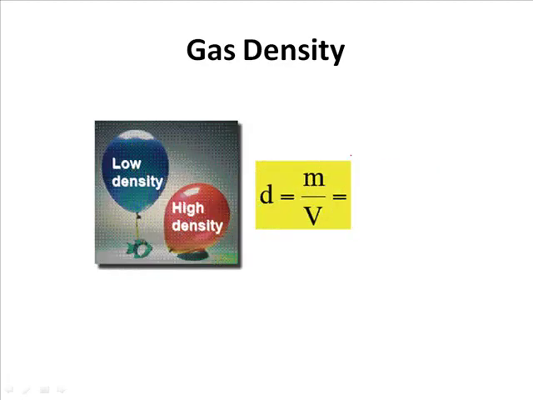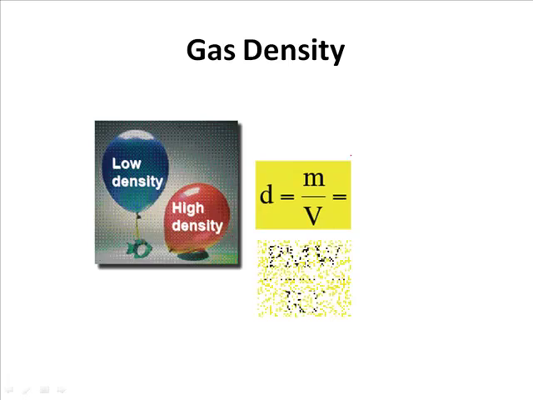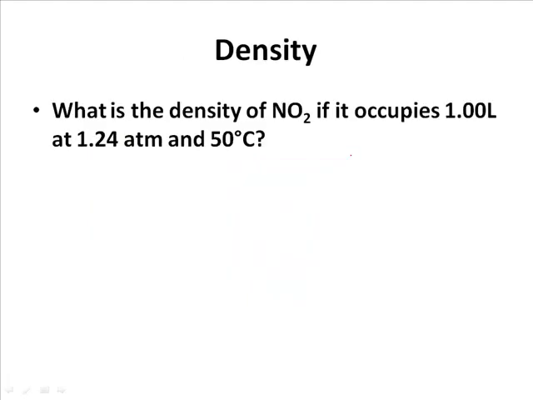Gas density, remember, is the mass divided by the volume. A low density gas has a bigger volume compared to its mass, and a high density gas has a bigger mass compared to its volume. When we rearrange our variables, we get P times MW divided by RT, which is equivalent to the density of a gas.